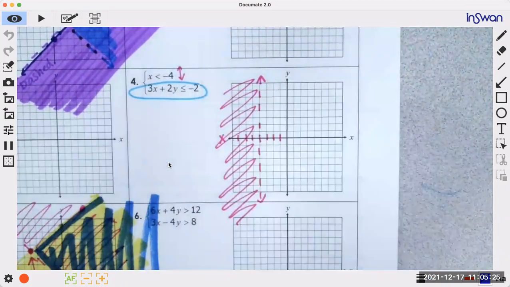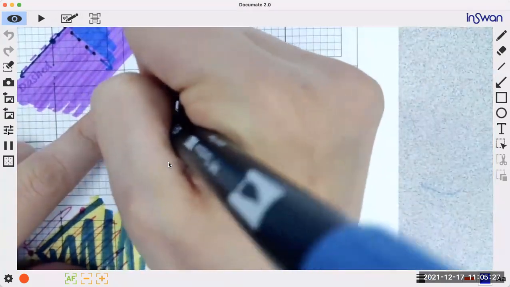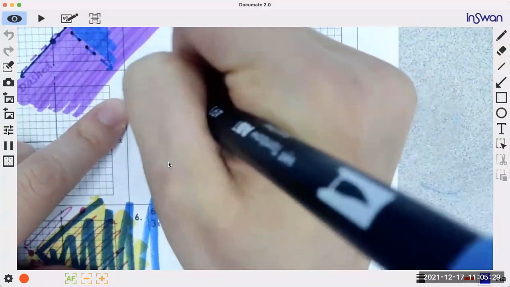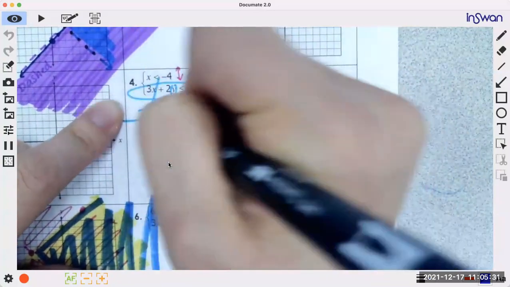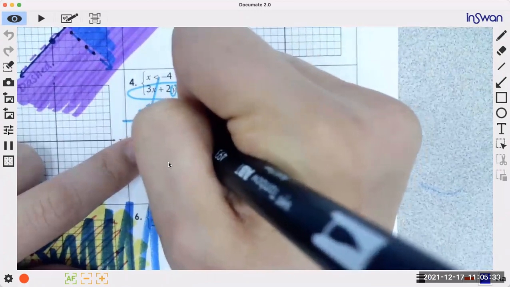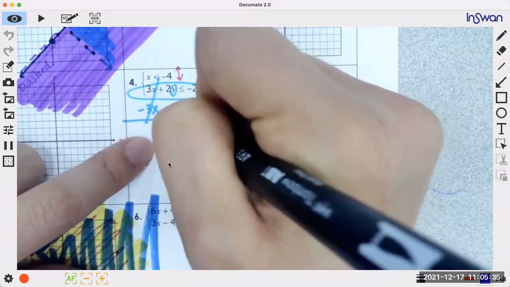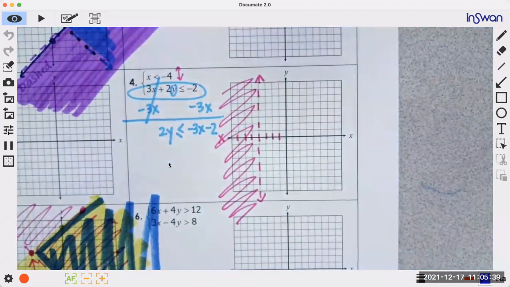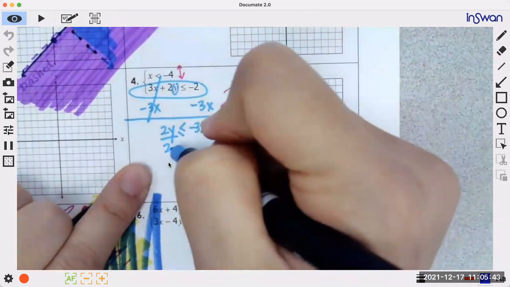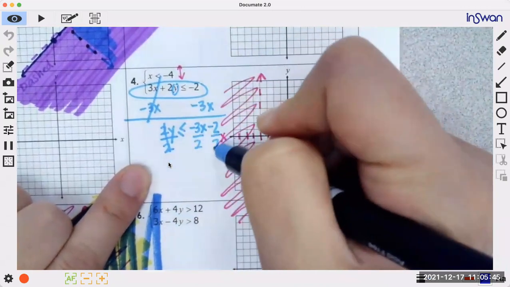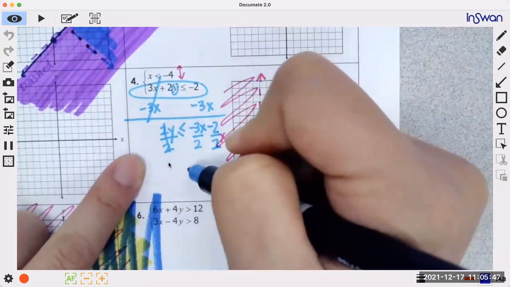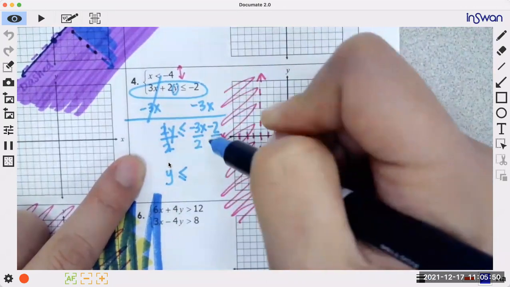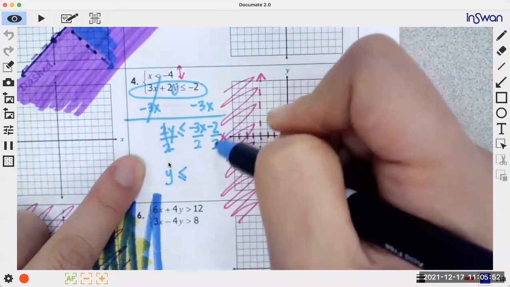inequality. Like the other one, I'm going to start my job by getting my y by itself. So I have 2y, drop this inequality. I'm going to write the -3x part first, then -2. They're not like terms, so I don't have to do anything to put them together. And then divide by 2. I'm not dividing by a negative, so I can keep my inequality like that. Don't forget to divide 2 to both pieces.